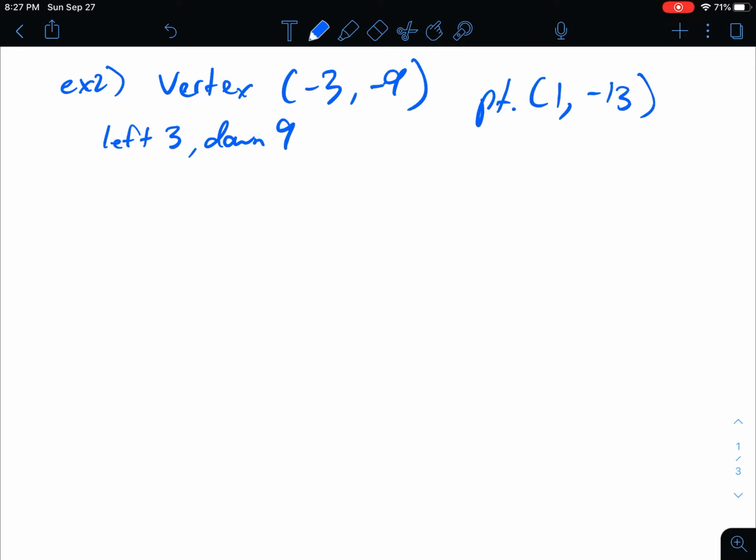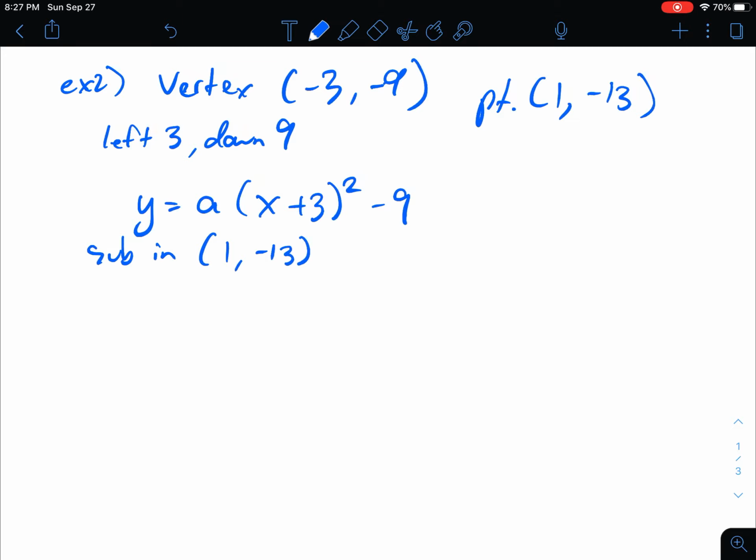I'm just doing it quick, not using the proper math terms here. I would write it's a horizontal translation left 3, and a vertical translation down 9. If I know that, then my equation looks like this: a bracket x plus 3 squared. It would have to be x plus 3 to make it move left. And then down 9 would be -9 at the end. Now again, we're going to use the known point to find the a. So sub in (1, -13).